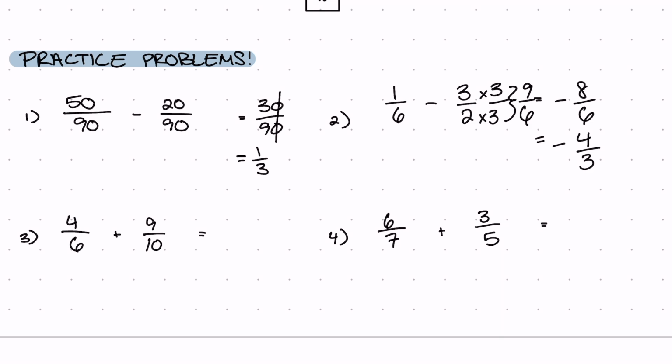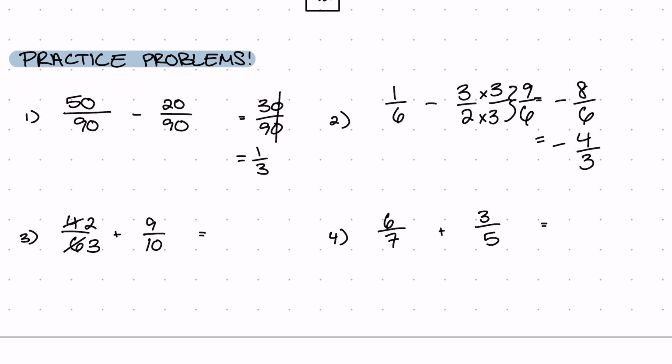So for this next problem, we have 4 over 6 plus 9 over 10. Right away, we can tell that the 4 over 6 can be reduced by dividing the numerator and the denominator by 2. So that's going to give us 2 over 3. So now we have 2 over 3 plus 9 over 10.